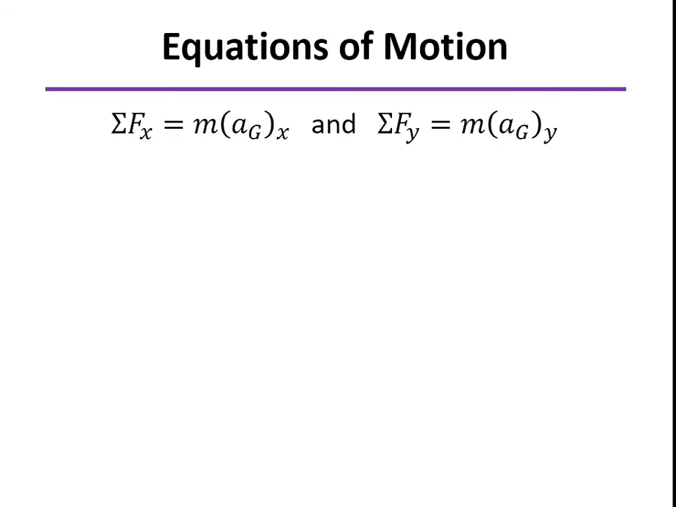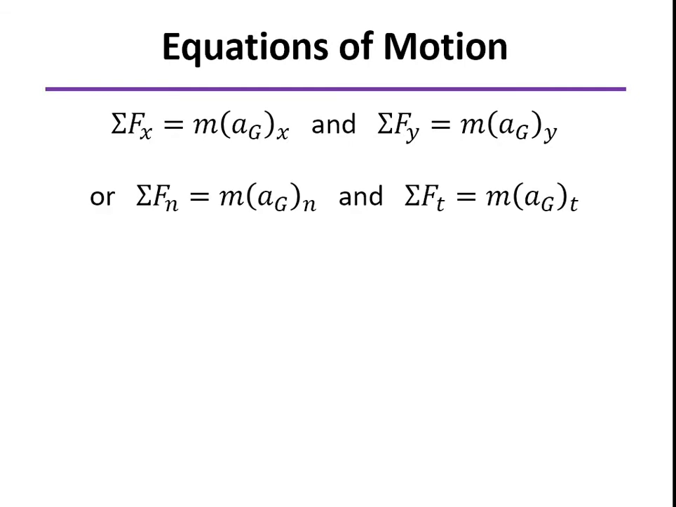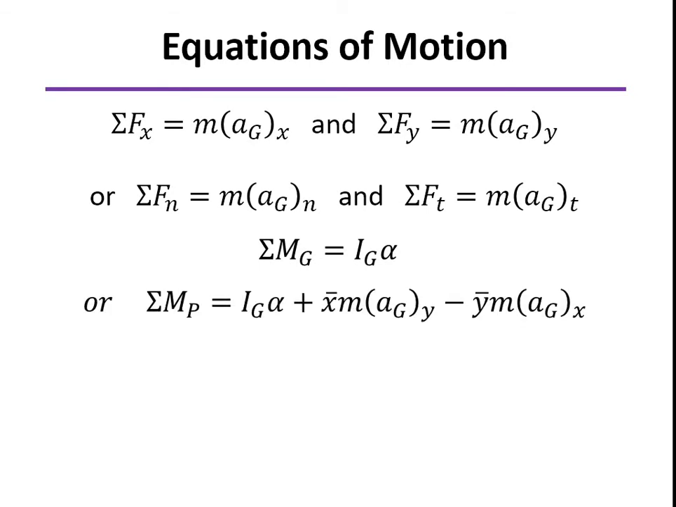We may prefer to use normal and tangential directions instead, depending on the geometry of the problem. And for our moment equation, we can either sum moments about the center of mass, like an axis through the center of mass, equal to the mass moment of inertia about that same axis times the angular acceleration alpha. Or we can take the sum of the moments about any point. We just have to include the kinetic moments.